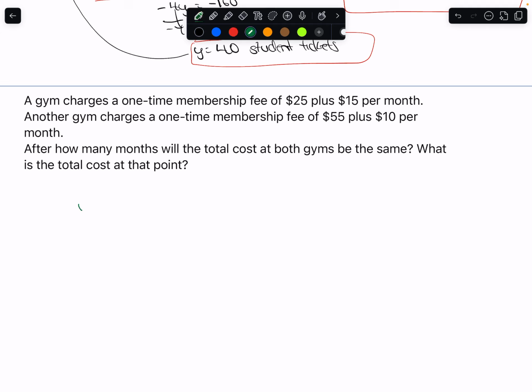Two gyms. One gym is Blink, and one gym, Planet Fitness. You can comment down below which gym you would prefer, just to see what kind of members I got, what kind of audience members I have. Do I have Blink members, or do I have Planet Fitness members?